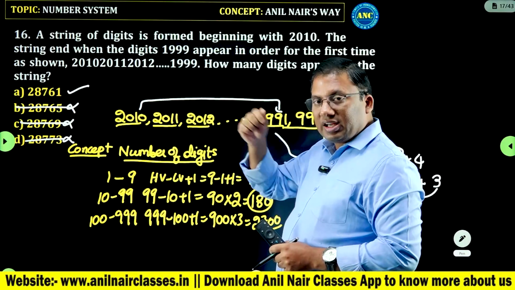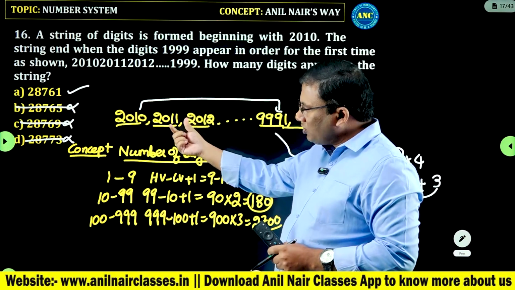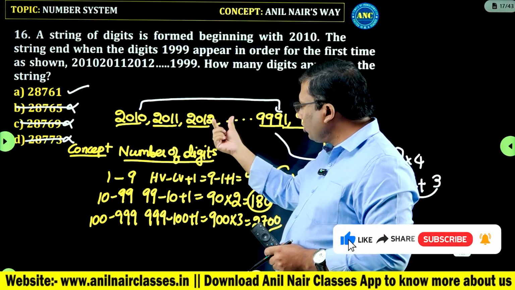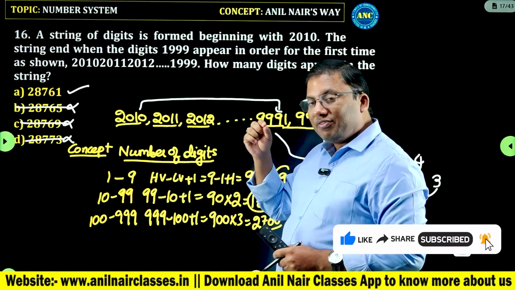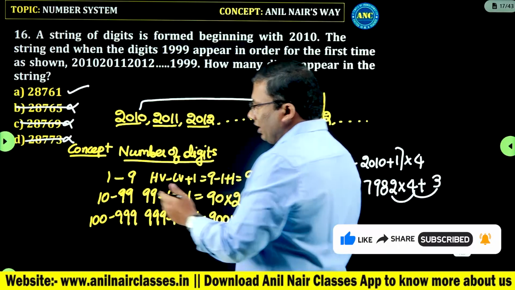The number starts with 2010, 2010, 2011, 2012 and so on up to here. Number of numbers from A to B. Here we write down a concept, sir.